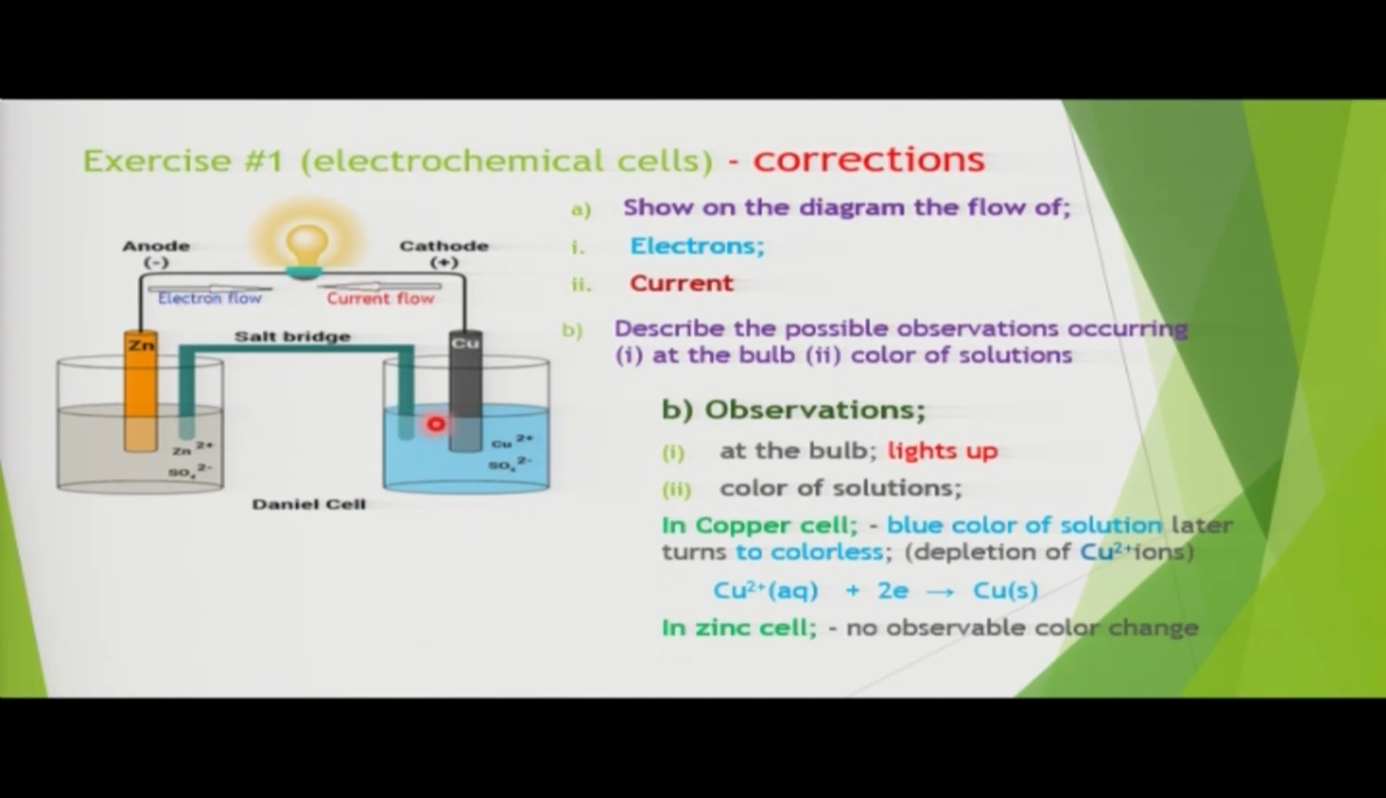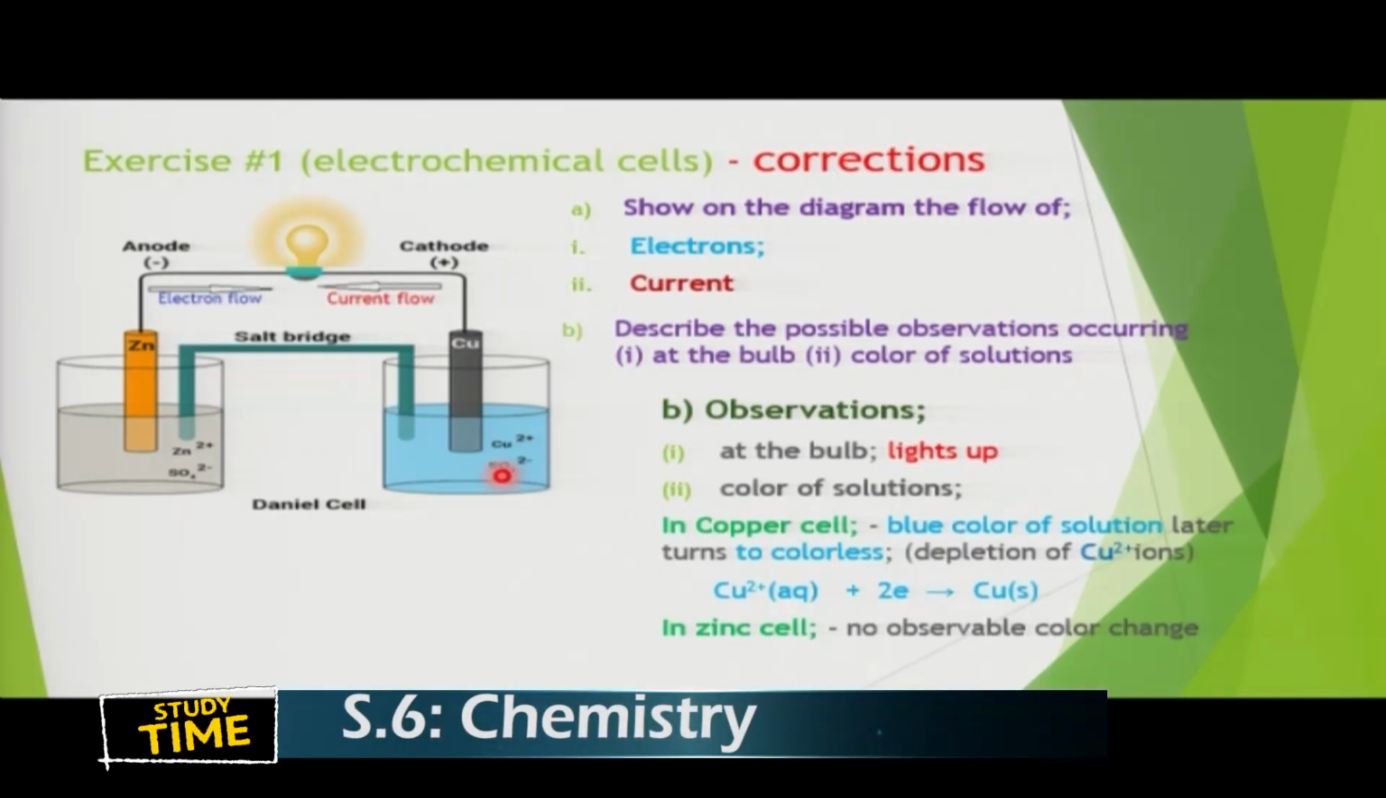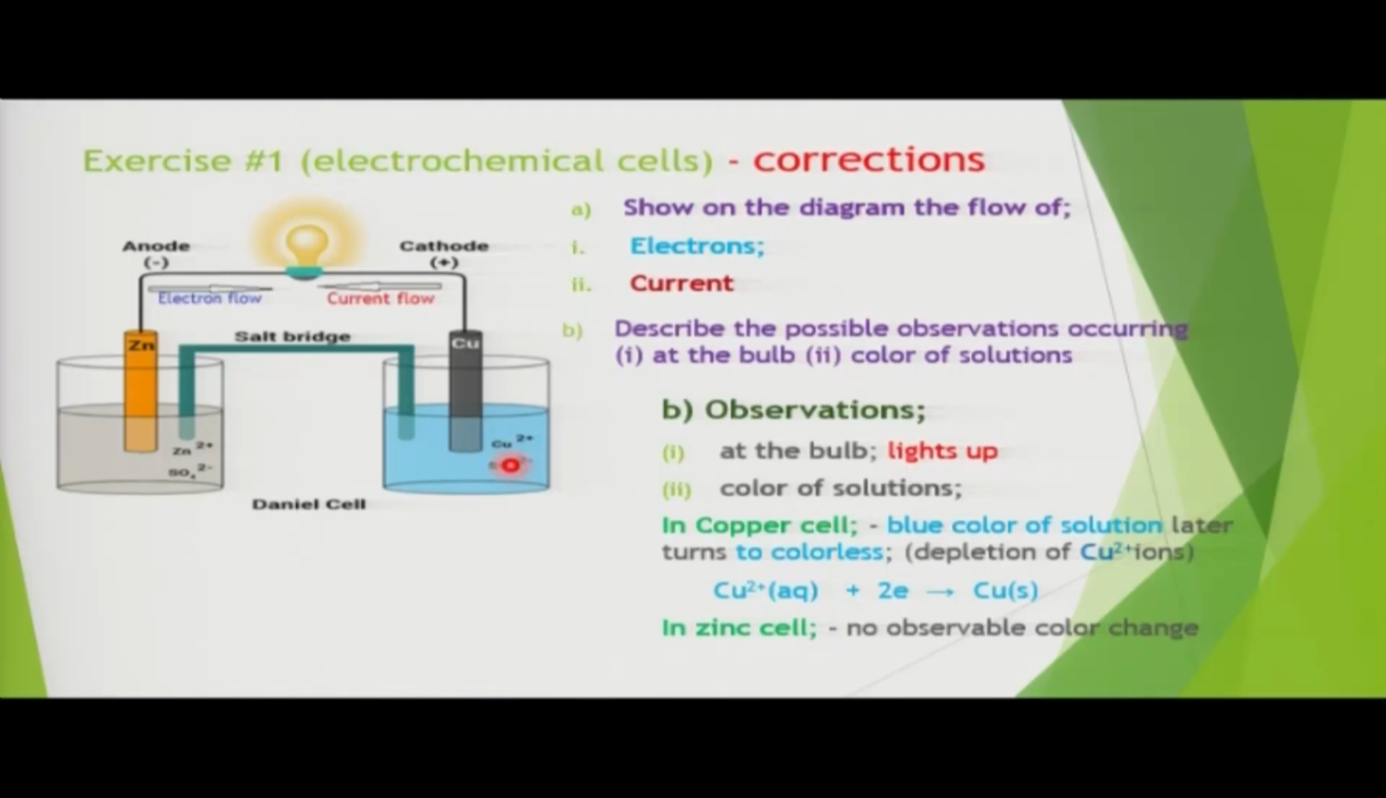Then the color of solutions. For the container having copper 2 sulfate, the color would turn to colorless. That is from blue solution to colorless, because copper ions will be depleted by this reaction, as you see. As electrons come from zinc, they are gained by the copper cations, depositing copper on the copper electrode. So with time, there will be no more copper cations in solution.